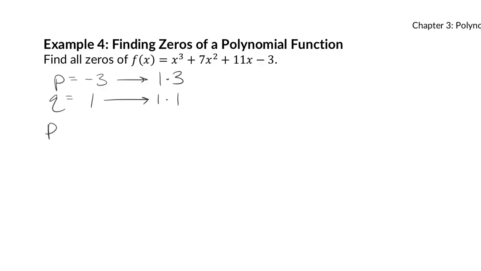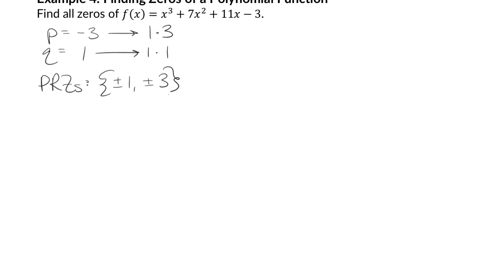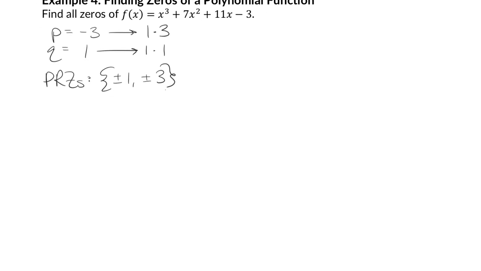That means that the list of potential rational zeros that I can have is plus or minus 1 and plus or minus 3. Numbers on top divided by numbers on bottom, but the numbers on bottom are just 1, so we can just write it as the integers plus or minus 1, plus or minus 3. Okay, again, I like to just go in order because it makes sense to me, to do things in an orderly fashion. So we're going to divide by 1.